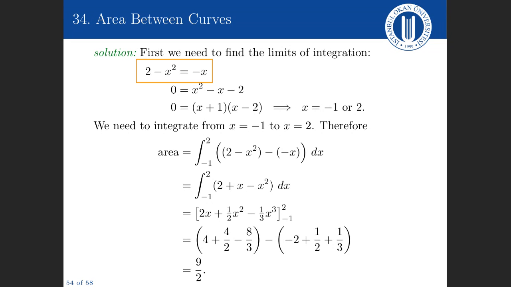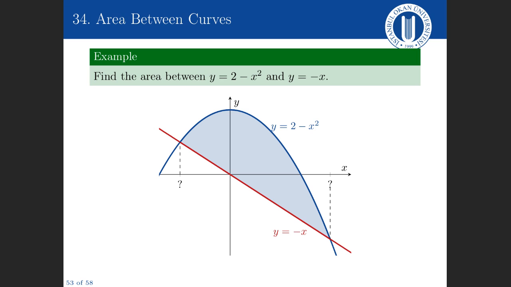These two numbers marked with a question mark, which I circled in orange, occur when the graphs intersect. In other words, they occur when 2 minus x squared is the same as minus x. We can do our calculation, and we can find that these numbers must be minus 1 and 2. That means we're going to integrate from minus 1 to 2.